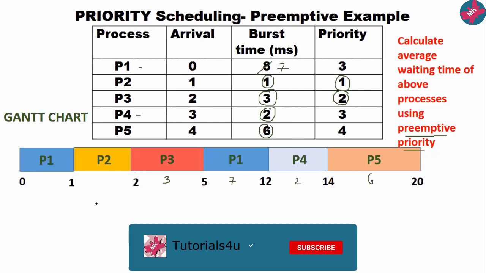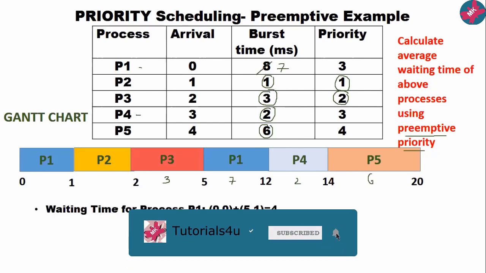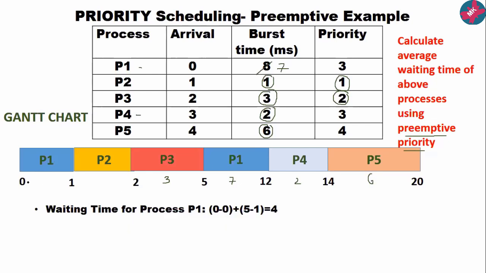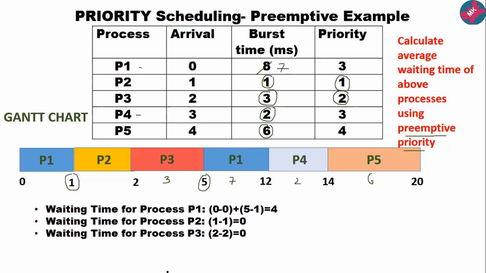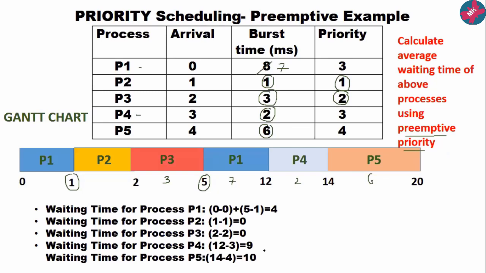Now let us see the waiting time for each process. Here P1 is running twice. First, 0 minus 0, 0 is there. Second time it started at 5, it left the system at 1. So 5 minus 1 is equal to 4. P2 is very straight, 1 minus 1, 0. P3 is also straight, 2 minus 2 is equal to 0. What about P4? 12 minus 3 is equal to 9, and P5 is 14 minus 4, that is 10.